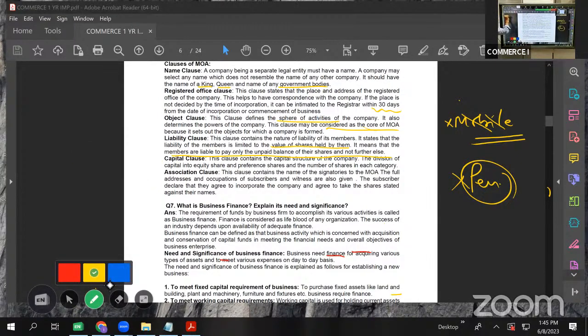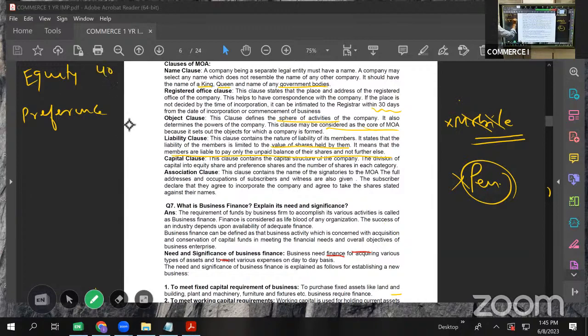Out of these 50 lakhs, see, there are two categories of shares. There are two types of shares. One is equity share. The other one is preference share. I said they want to issue 50 lakhs worth of shares. And out of that, 40 lakhs are equity shares and 10 lakhs are preference shares. This they have to mention in the capital clause.